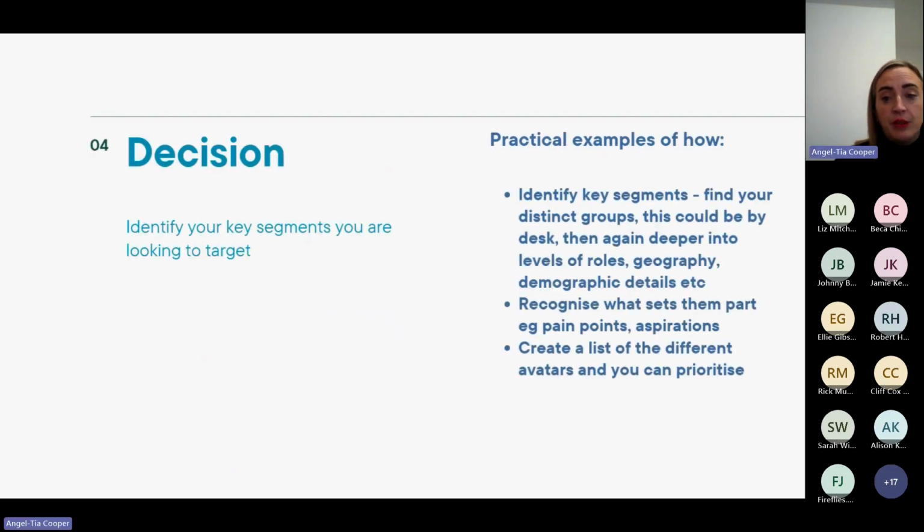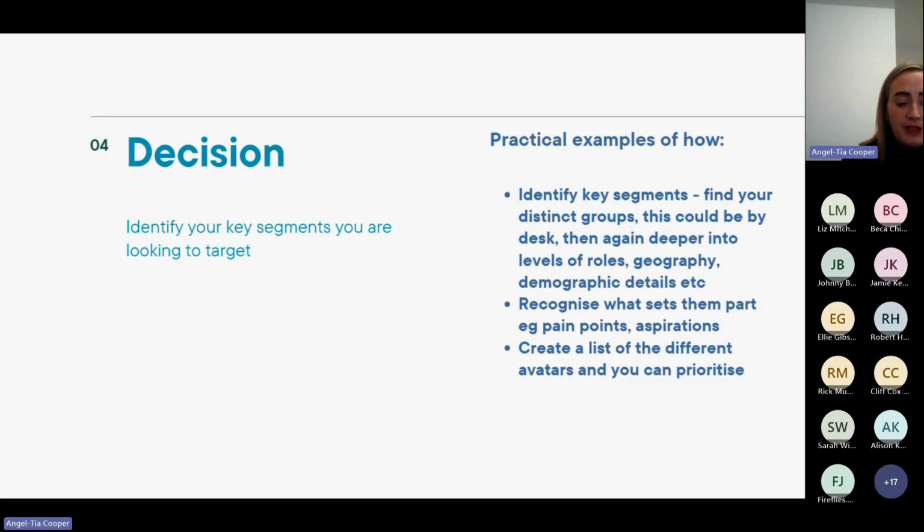And then you can come down to the decision. This is where you can start to think about what it is that you want to achieve from this, and then look at your goals and decide on what your segments are going to be. A practical example would be identifying your key segments, so finding your distinct groups. For a consultancy or for a recruiter this could be by desk, for instance, or then you could go deeper. It could go into levels of roles, geography, demographics, and particular details about the people that you're working with.